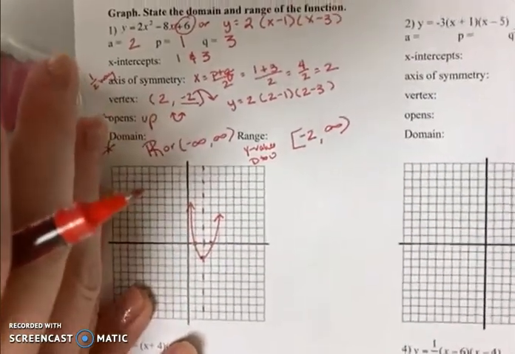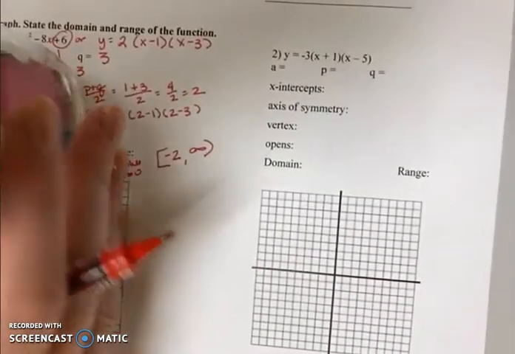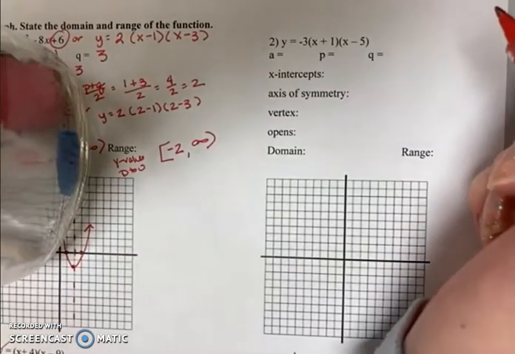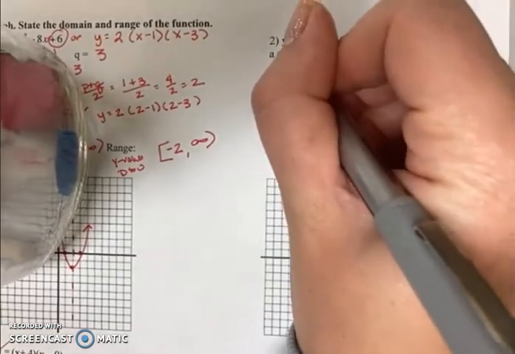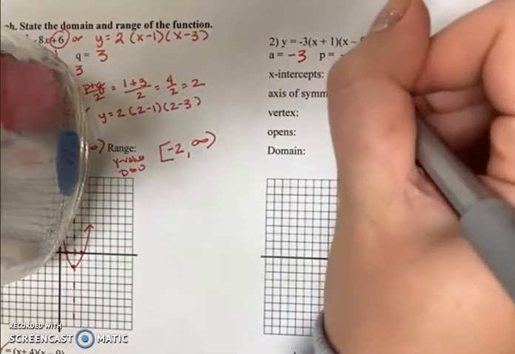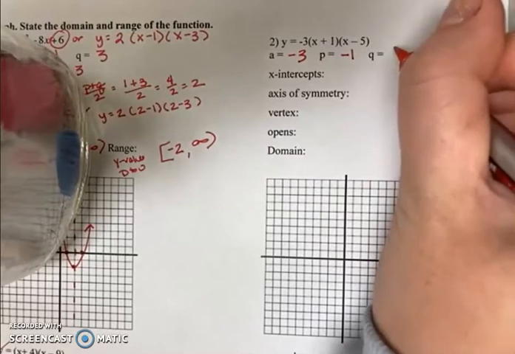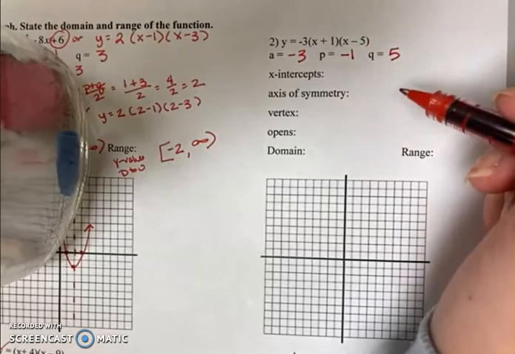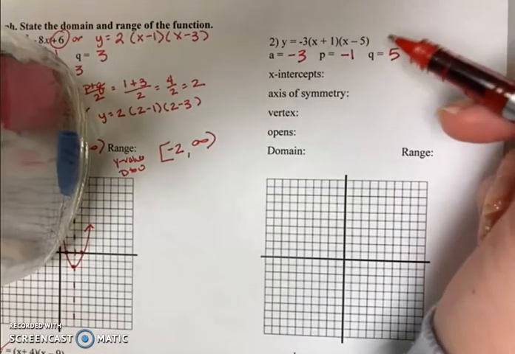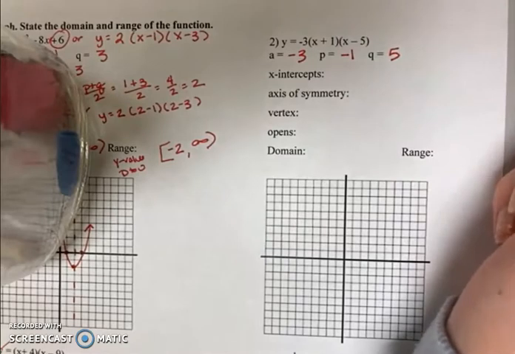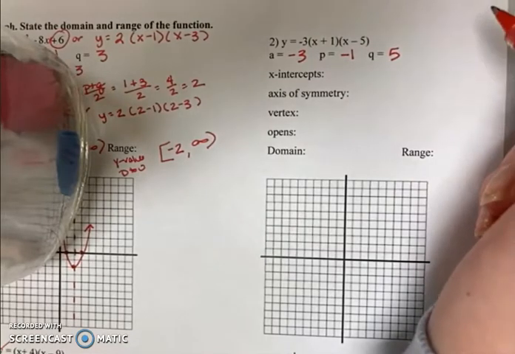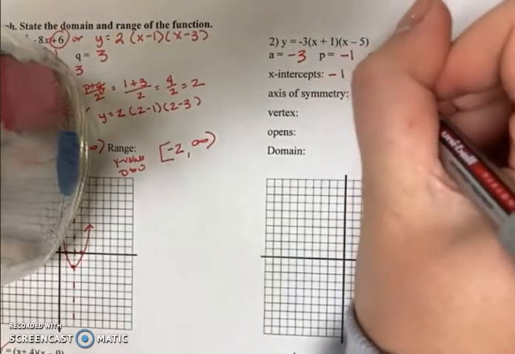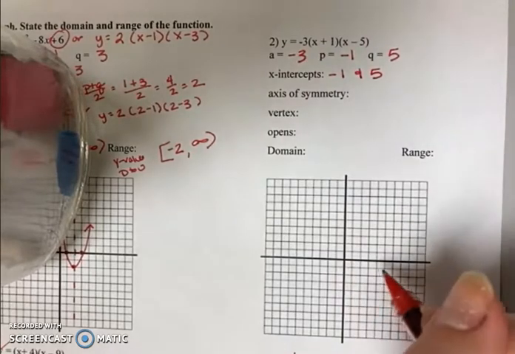Let's try number 2. Okay. Using the equation, which is written in intercept form, I'm going to identify a, which is negative 3, p, which in this case is a negative 1, and q, which is a positive 5. Essentially, you're doing a sign change for each of these because of the x minus p, x minus q in the general equation. The x-intercepts are the p and q values, so I have an intercept at negative 1 and 5. If you'd like, you can go ahead and plot that on here.